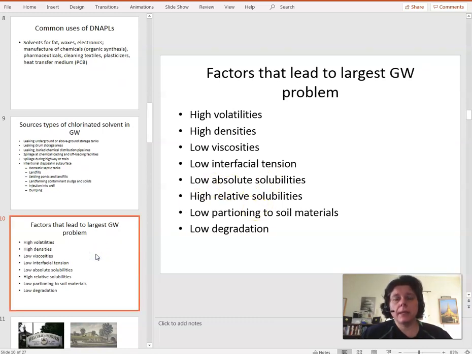Some of the reasons that it makes it a great groundwater quality problem is that it's highly volatile. It has high density, so it sinks to the bottom, low viscosity, so it runs really fast. It has low interfacial tension. It has low absolute solubility, but relatively high solubility, much higher than the standard. Low partitioning into soil, and then biodegradation does not happen on these compounds. So they just sit around because, again, man-made compounds.